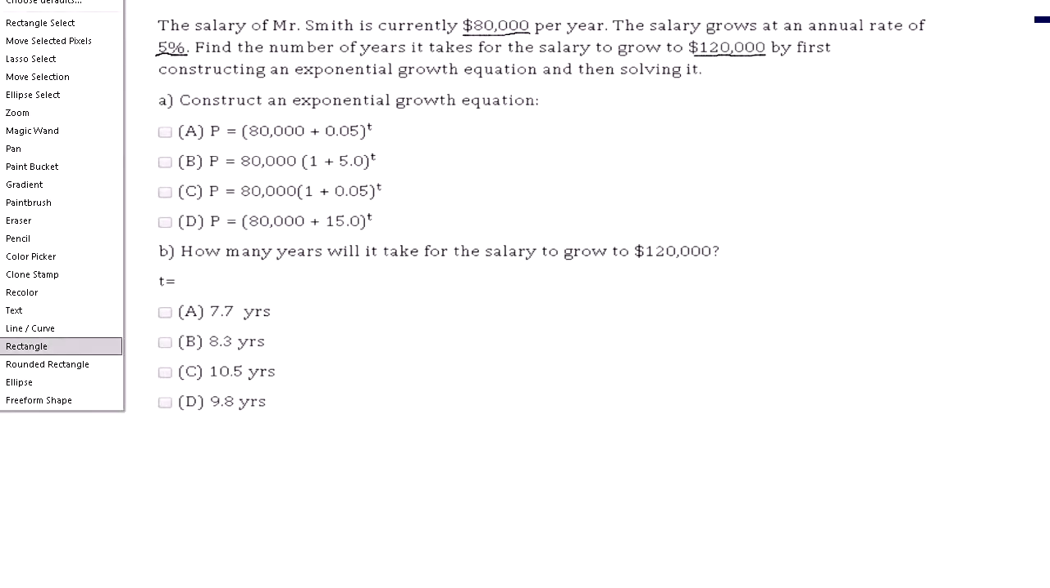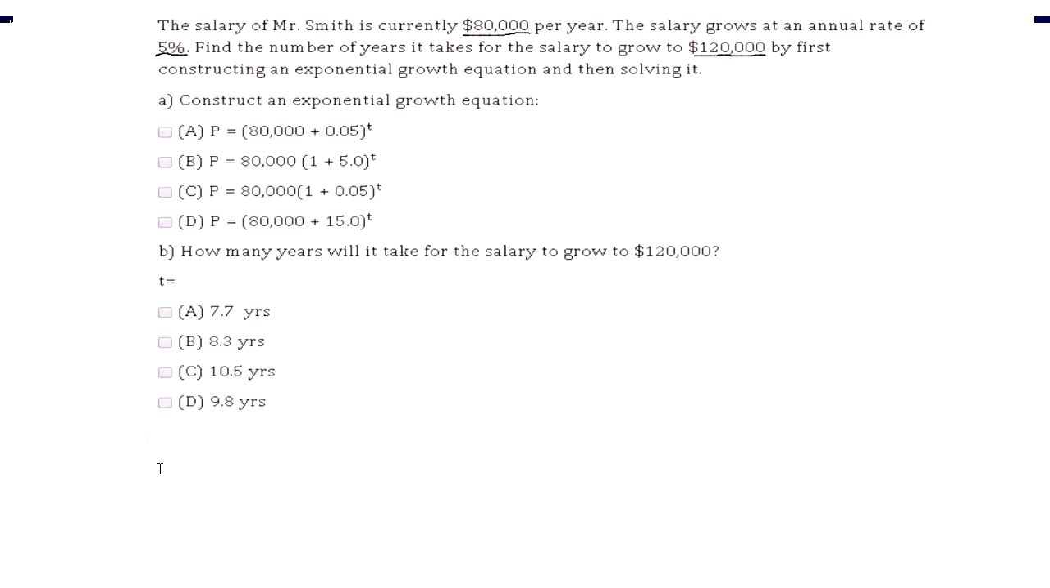Let me just change to the text tool right here. Yep, I use paint.net. So first, the formula for this equation would be P equals C multiplied by (1 plus r) to the power of t. And that is the equation to it.